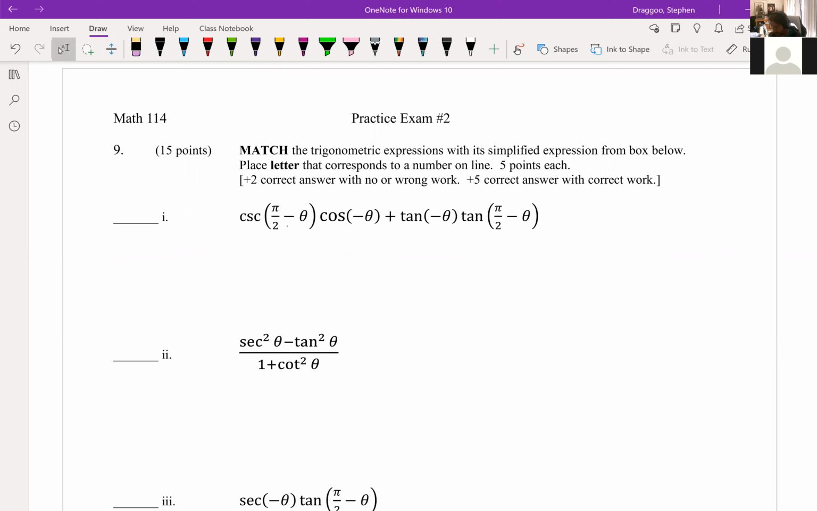Try that one more time now that my mic is on. Cool. Moving on to the next problem, we have trig identities, which I'm sure are everyone's favorite. And yeah, let's just work through this one.